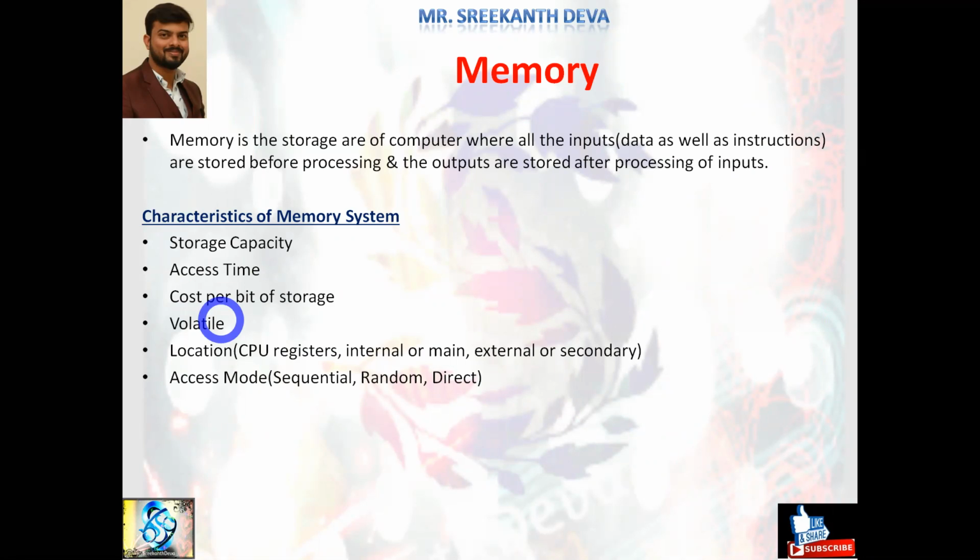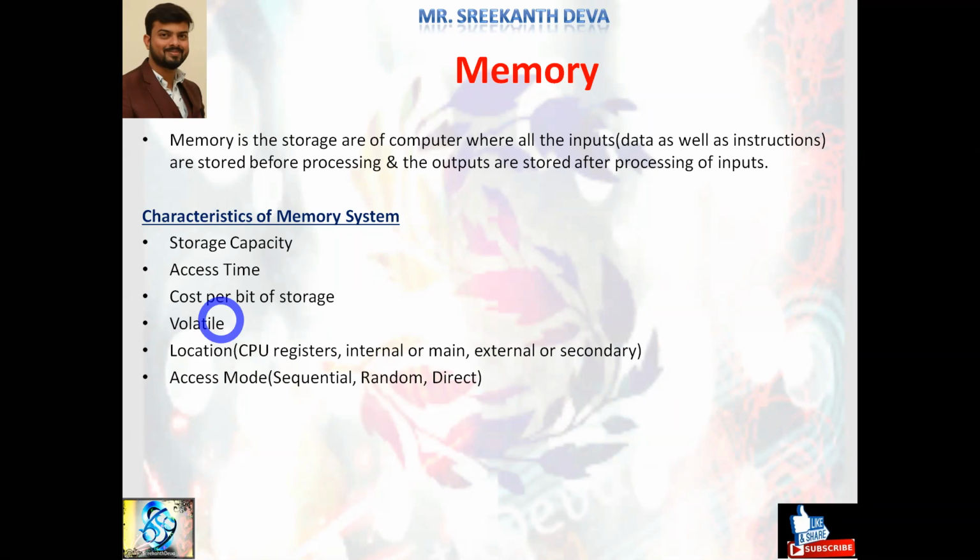Next, volatile. Volatile refers to the loss of stored data when power is turned off or interrupted. The primary storage units are volatile. Volatile is nothing but temporary. The data stored is lost when the power is turned off. Once power is off, the data is permanently gone and we cannot fetch that data. To overcome that problem, we are using some non-volatile memory storages also.